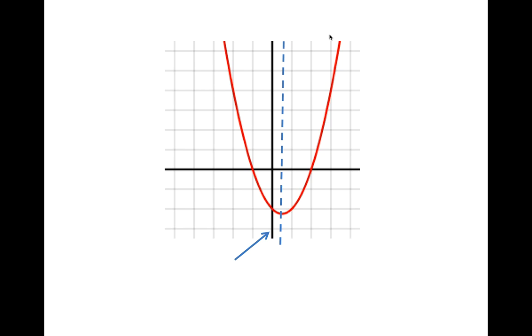So there are a few vocabulary terms that we need to make sure you understand. First of all, the line that goes straight down through the center is what we call the axis of symmetry. And if you look at the parabola on both sides, it's a mirror image of itself.